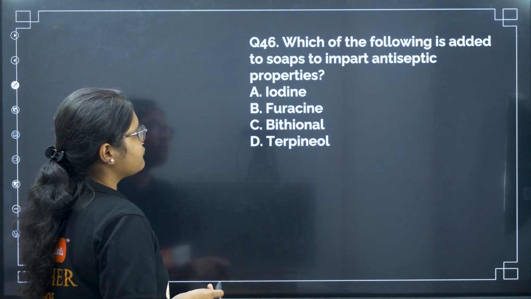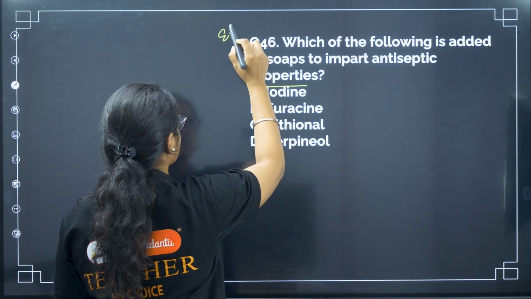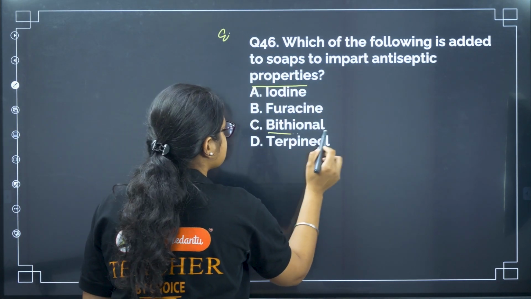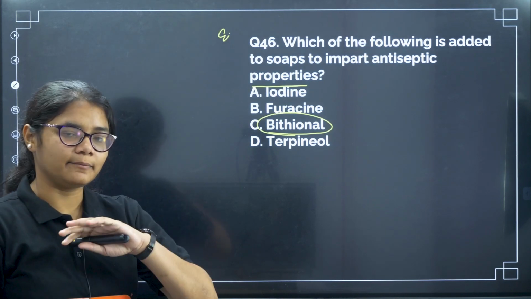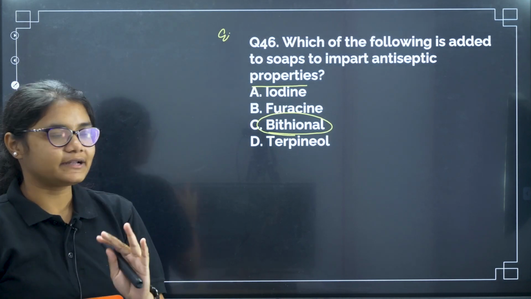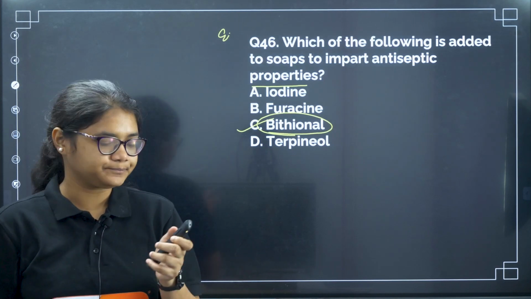Okay, next, which of the following is added to soaps to impart antiseptic properties? This is also from your chemistry in everyday life. There is a compound, bithionol, which is added in soaps in a majority to increase the antiseptic properties. The correct answer for this question will be option C.